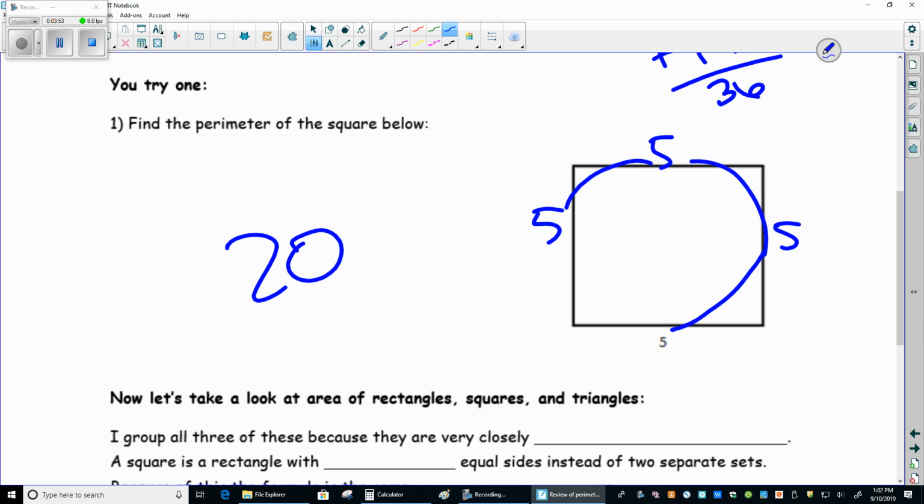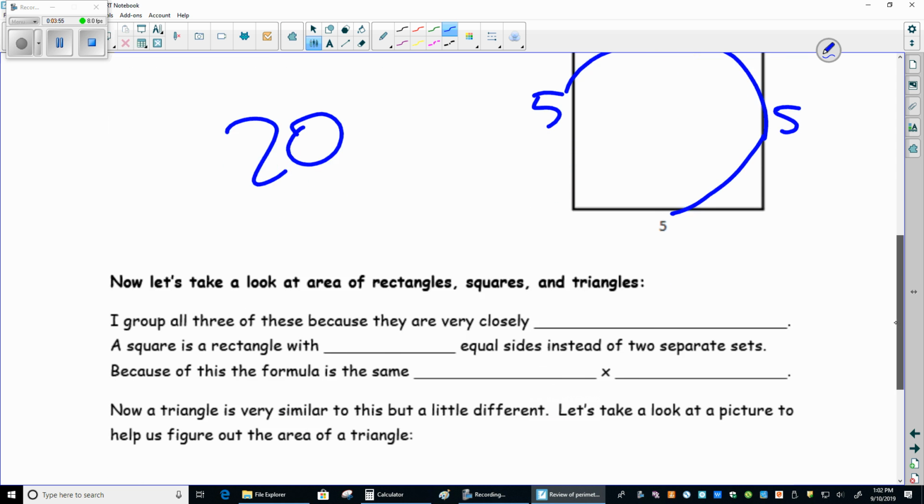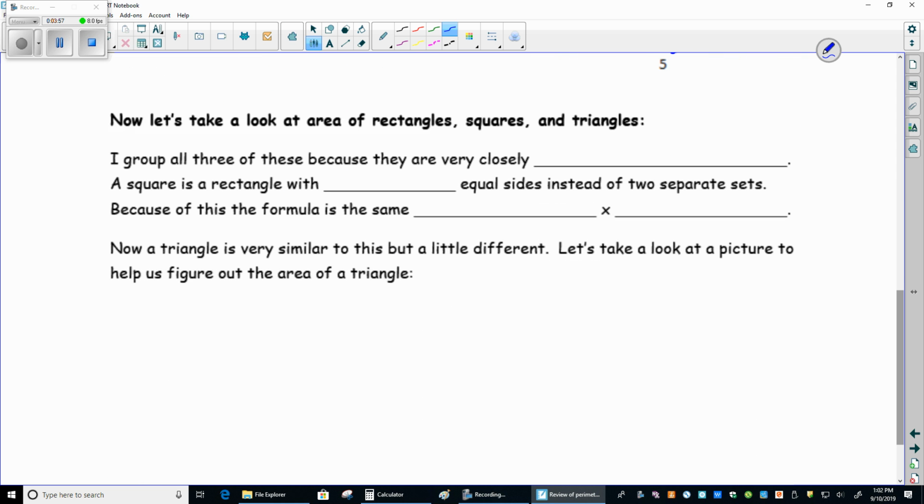I think perimeter is pretty easy, and if you get that, you should be pretty happy. The sad thing is you probably won't get perimeter. You might, but I doubt it. Usually what you're going to get is area. And areas on your reference sheet, the formulas, they won't really give you, though, like square. They won't even say rectangle. I think they say parallelogram. I group all these together, though, because they're really closely related.